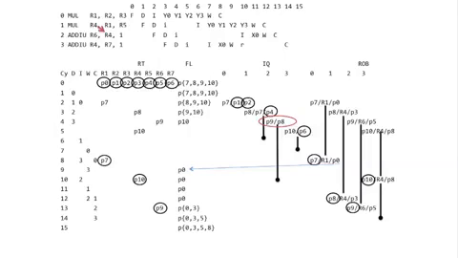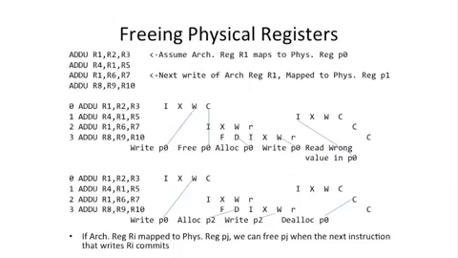OK, so let's look at freeing up physical registers and what is a good policy for freeing up physical registers. So we're going to have a different piece of code here we're going to look at. It's going to be just a bunch of adds. And this code has some read after write dependencies in it, namely R1 there.